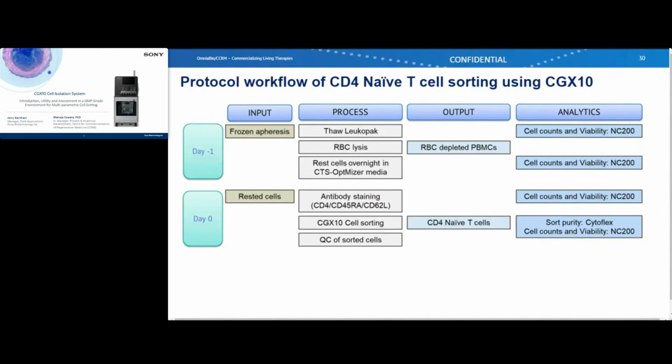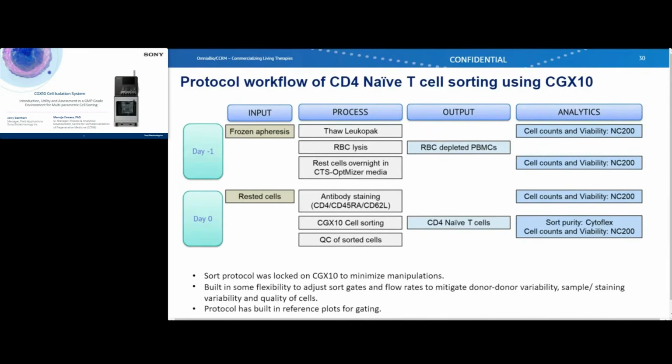Once the protocol was developed in the process development lab, it has been locked so that manipulations can be minimized in the clean room. However, considering that this is a flow cytometry-based isolation protocol, we built in some flexibility for adjusting sort gates and flow rates to mitigate donor-to-donor variability, sample or staining variability, as well as quality of cells on the day of sorting. Moreover, the CGX10 software and the protocol has built-in reference plots for guiding gating strategies.